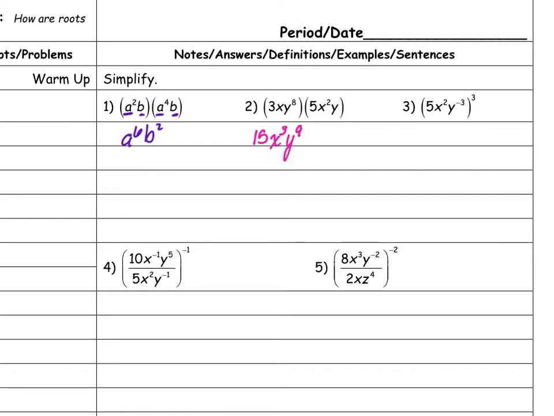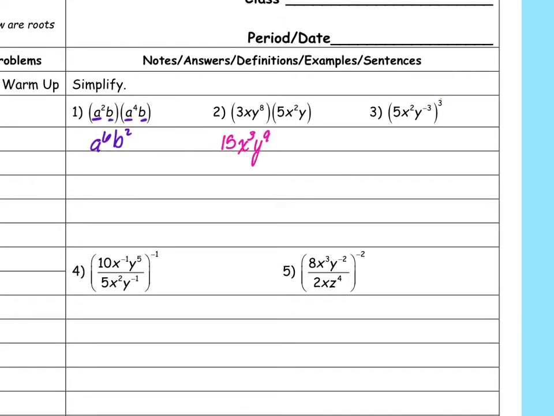And then number 3, I'm going to take this 3 that's on the outside. And since there's no plus signs on the inside, I can distribute the 3 through everything. So this would become 5 to the 3rd power, x to the 6th power, and y to the negative 9th power. And then if I simplify everything, 5 to the 3rd power is 125 x to the 6th over y to the 9th.